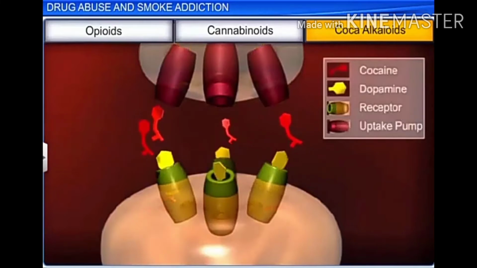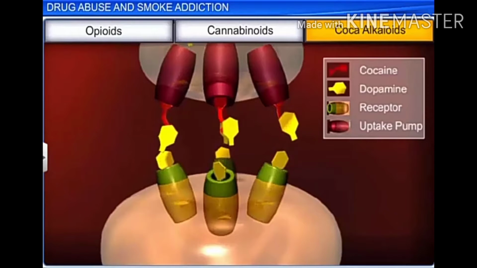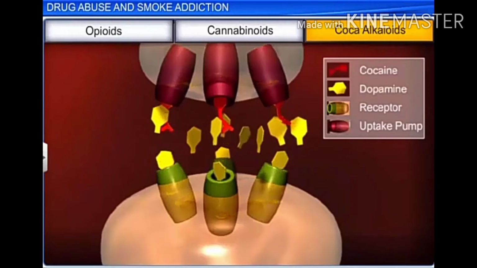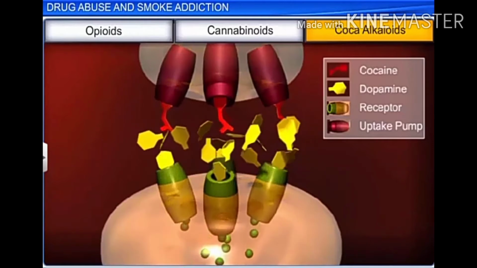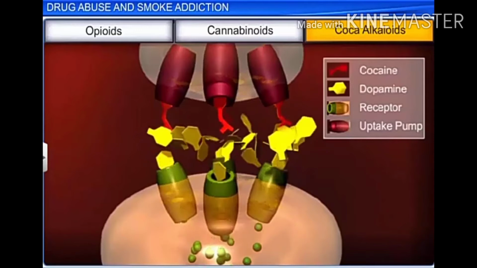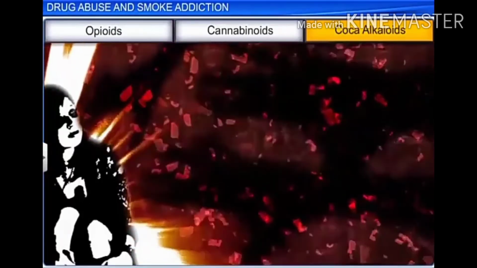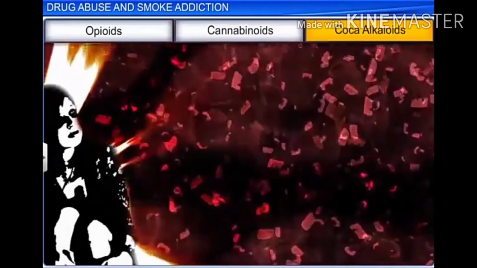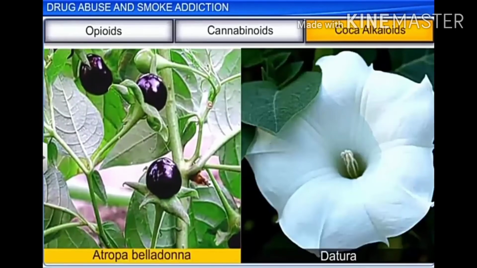Cocaine attaches to dopamine transporters, preventing the normal reabsorption process. As dopamine builds in the synapse, it continues to stimulate the receptor, resulting in a feeling of euphoria and increased energy in the cocaine user. Excessive dosage of cocaine, which is usually snorted, also causes hallucinations. Other plants with hallucinogenic properties similar to those produced by cocaine are Atropa belladonna and Datura.